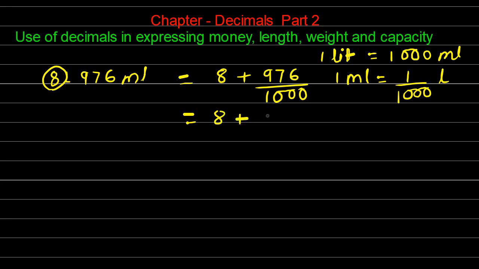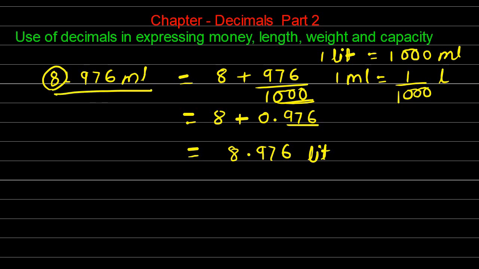8 plus, we have 3 zeros in the denominator, so 0.976. 3 zeros, 3 decimal places. Add them: 8.976 liters. So this is how you can convert the given value into decimals.